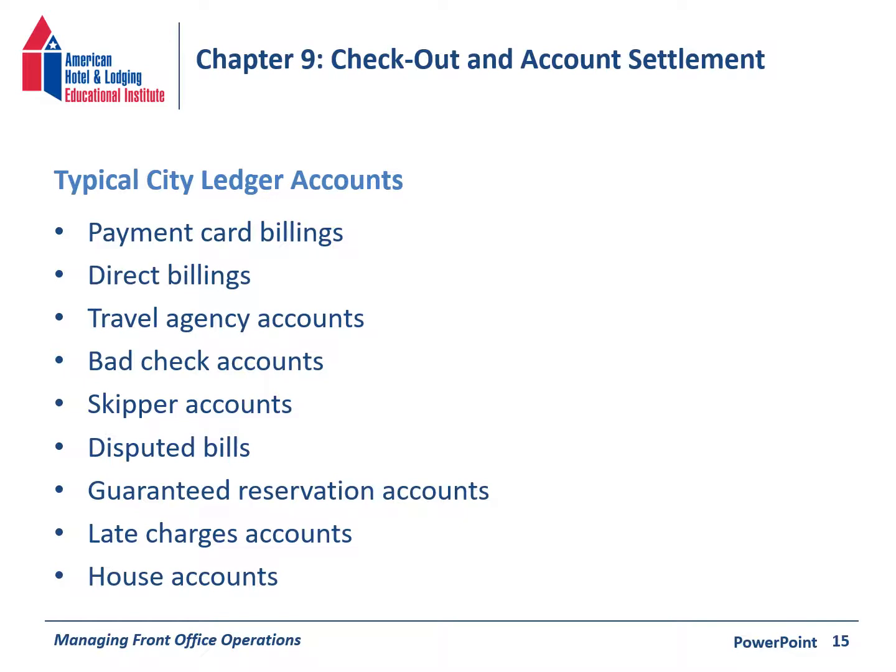Travel agents might have an account with us, and so they collect the payments for the rooms, and then they pay the hotel directly. So if a guest comes in and all their arrangements have been set up by a travel agent, then they're going to come in, and all their charges are going to go to that account that is then billed to the travel agent. Bad check skippers and disputed bills. These are all different types of accounts that we can have.